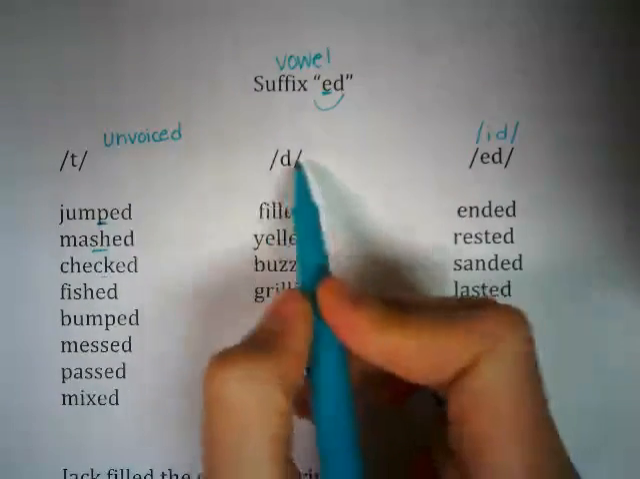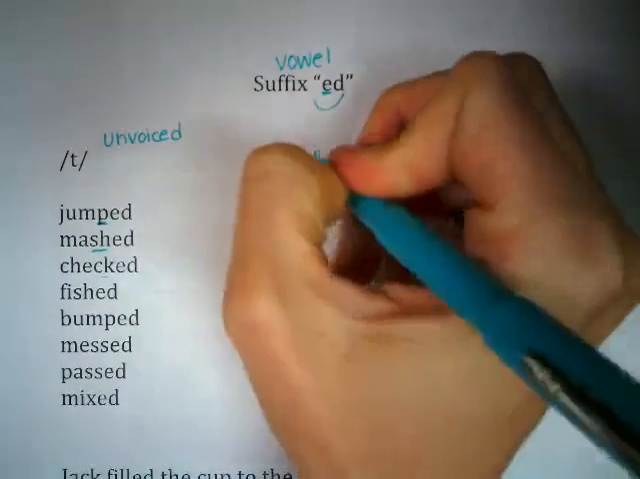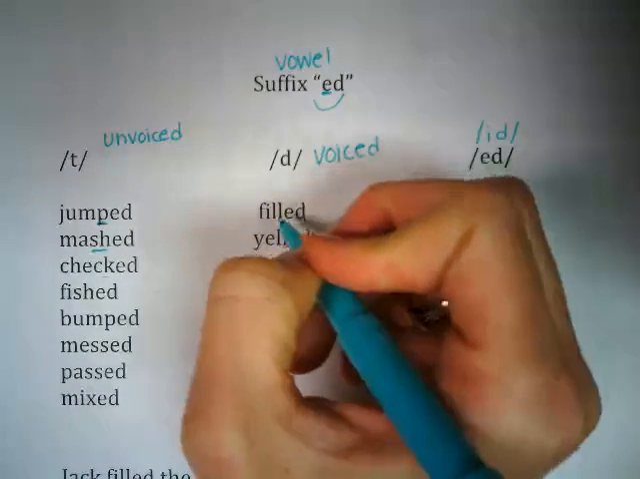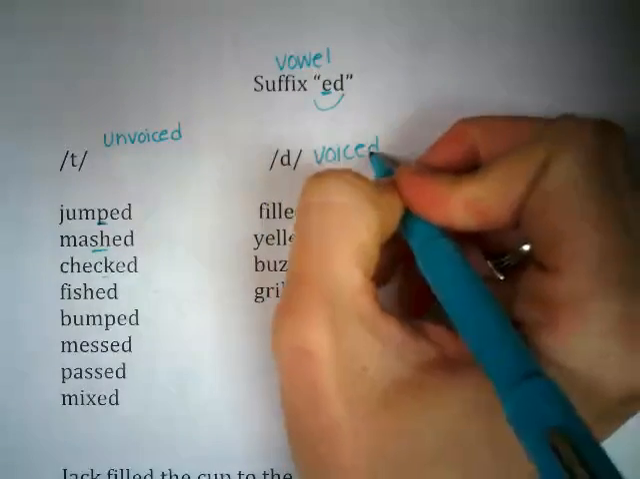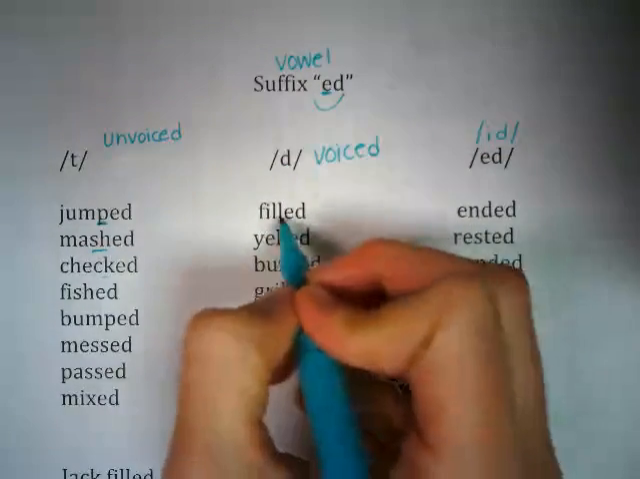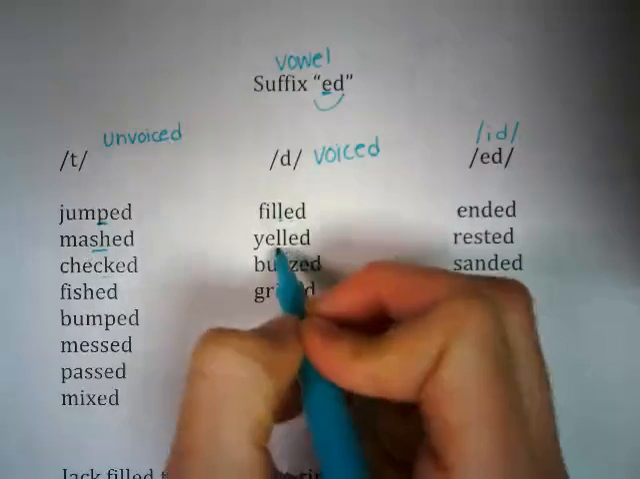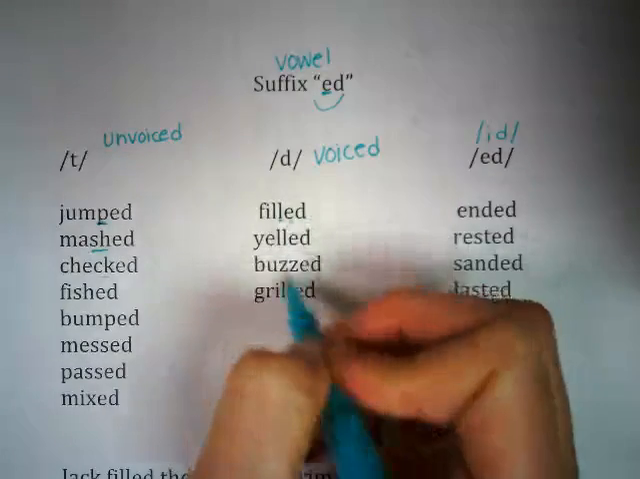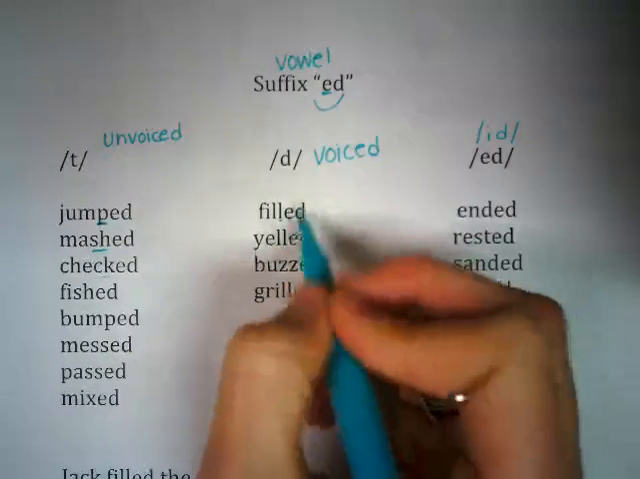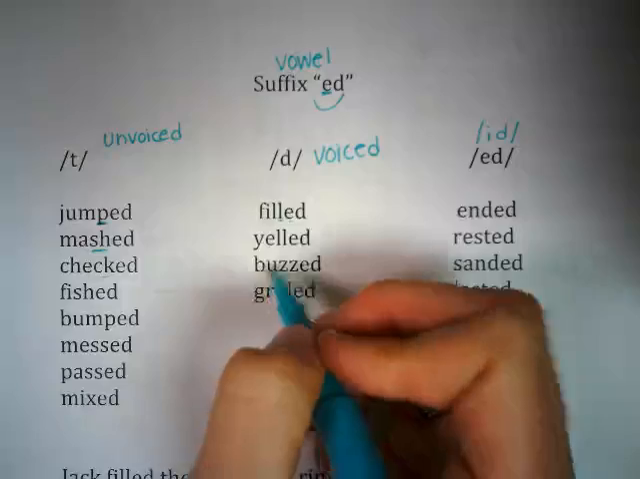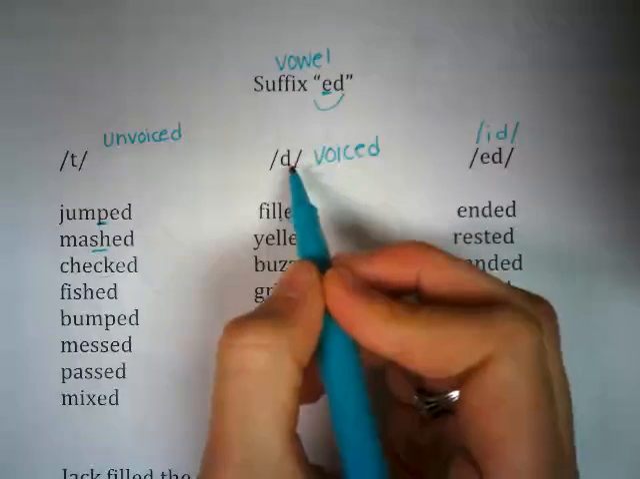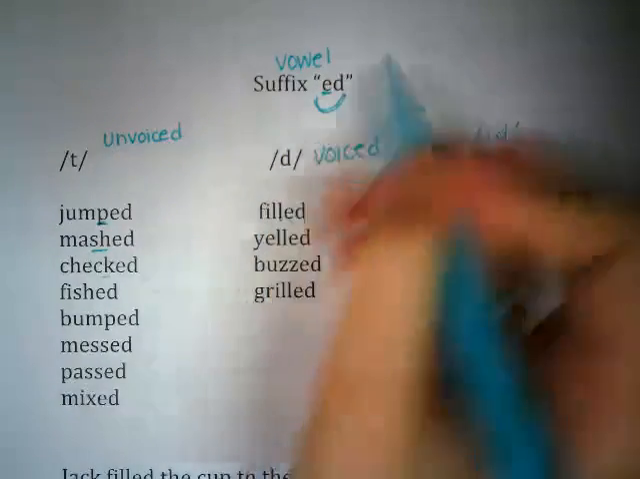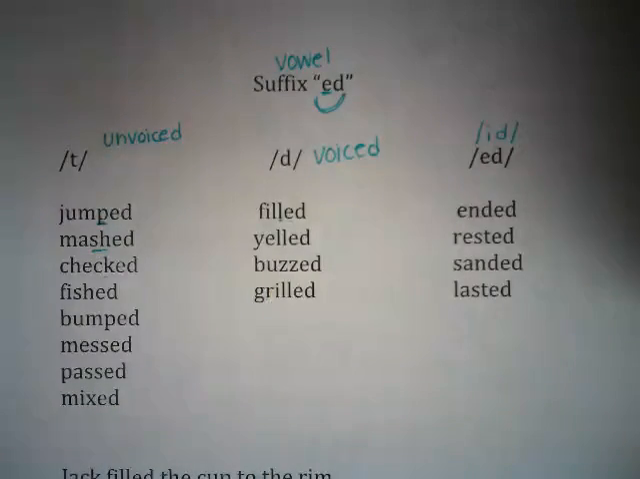Now, when ed is at the end of a voiced sound, like filled, or we say motor on, you're going to hear the d. So filled, yelled, buzzed, grilled. And those are all floss words. So we're just adding the vowel suffix ed to those. And we're adding ed, we're not just adding d. Again, ed makes the word past tense.